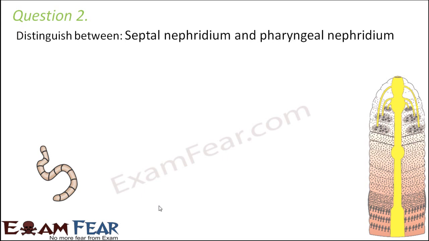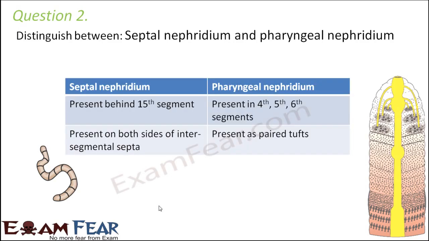Question number 2. Distinguish between septal nephridium and pharyngeal nephridium. We talked about 3 types of nephridium: septal, pharyngeal and integumentary. So let us quickly see their difference once again. Septal nephridium was present behind the 15th segment, whereas pharyngeal was present near the pharynx, in the earlier segments, somewhere here. Here we had these tufts of nephridia which we saw were the pharyngeal nephridia, whereas the nephridia which we saw around this region were the septal nephridia. Septal nephridia are present on both sides of intersegmental septa, whereas pharyngeal nephridia are present as paired tufts. So here you can see tufts are present, paired structures, but here they are present uniformly throughout.